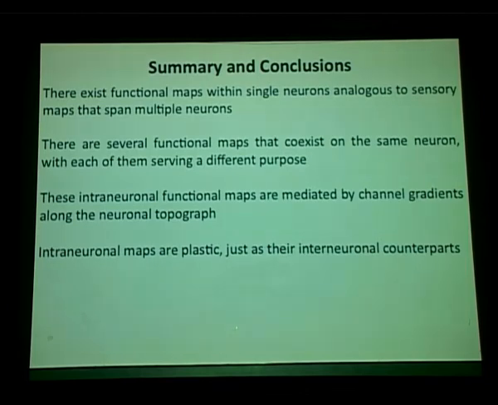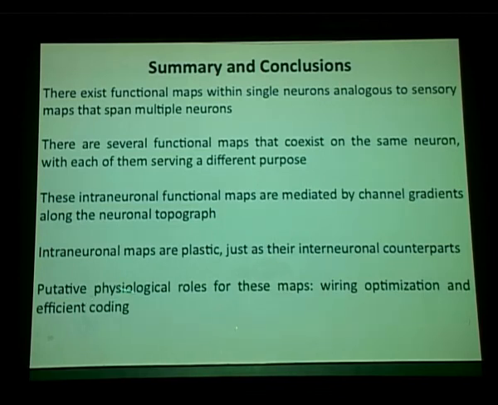So there is enough and more examples over there. Putative physiological roles for these maps are wiring optimization and efficient coding, which we basically, quote unquote, stole from the sensory map literature, trying to see if we could arrive at a solution of whether it is local wiring that it is optimizing, or is it efficient coding of the input statistics that are coming at that specific location that you see over there in that specific neuron, right?